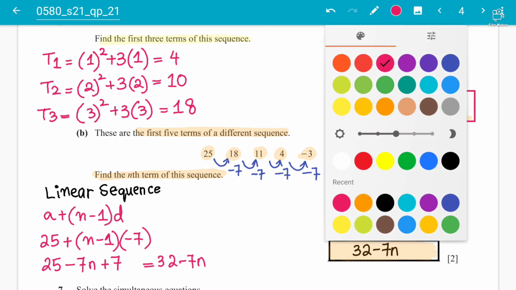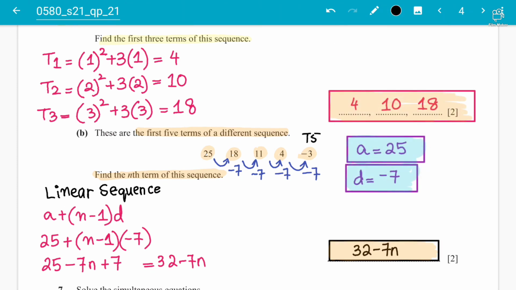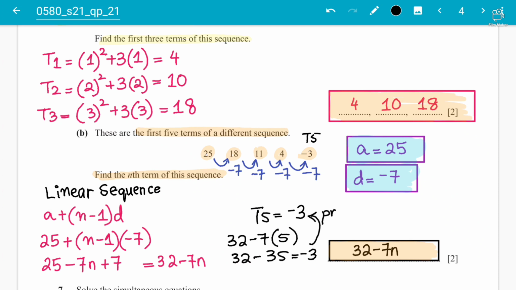Let's check with the fifth term. The fifth term should come as -3. If I plug in 32 minus 7 times 5, 7 fives are 35, and 32 minus 35 is -3. The answer coming is -3. It is proved that our answer is correct. Students, you don't have to show this, but it is proved.